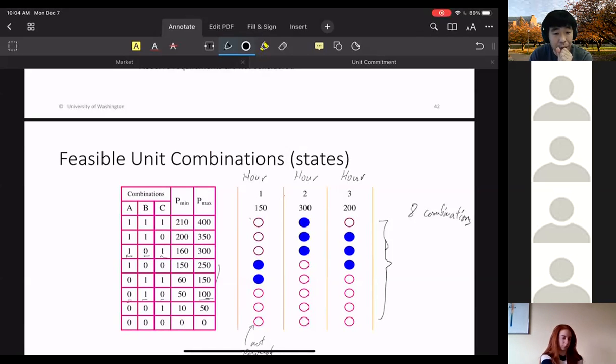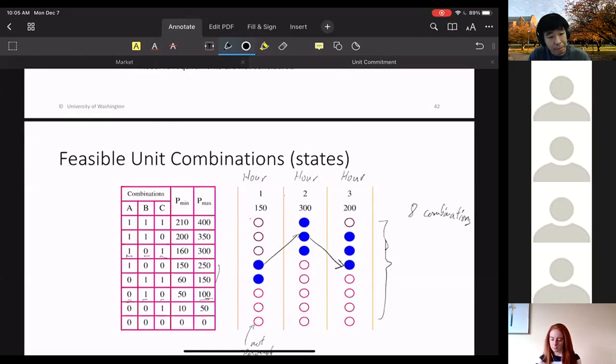So what is actually a solution? If this is a diagram, right? So a solution is basically a transition path between the dots, right? So for example, this is a potential feasible solution, right? Because we're going from a feasible blue dot for hour 1 to a feasible blue dot for hour 2 to a feasible solution to hour 3. Okay, so this path by itself is feasible, right? It is basically a possible solution to our problem.